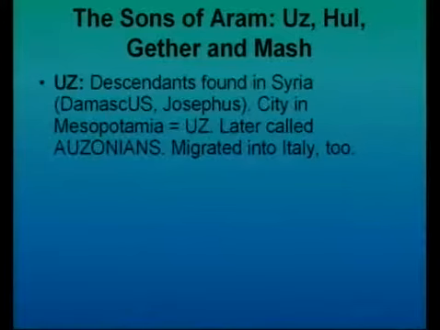Uz, well, his descendants moved into Syria, and Damascus was the city they founded as their leading city. There was also a city that once existed called Uz in Mesopotamia, and they were later known as the Uzonians. They migrated into Italy as well.